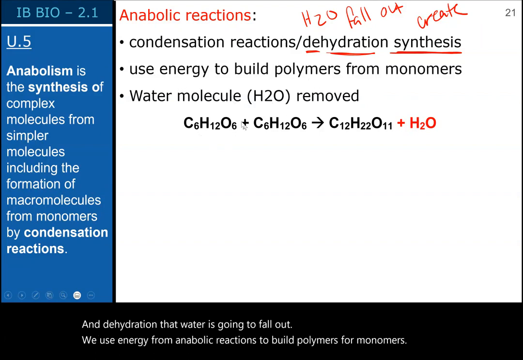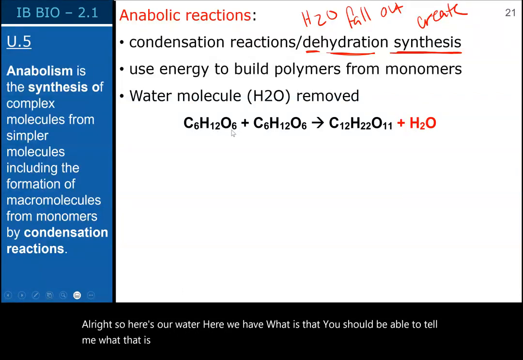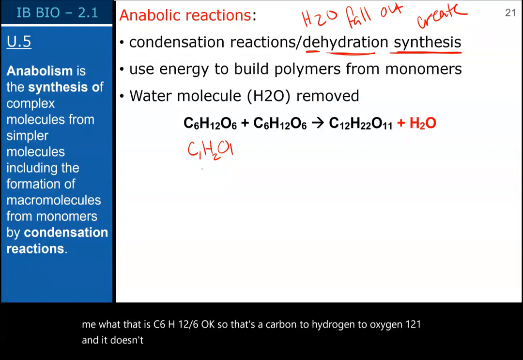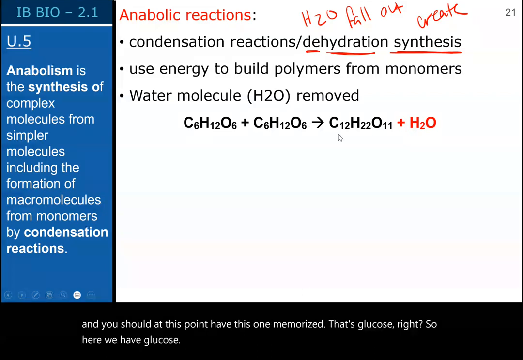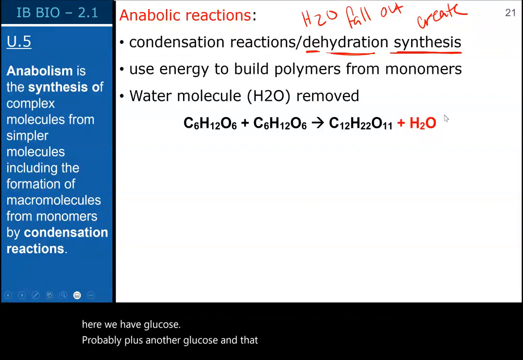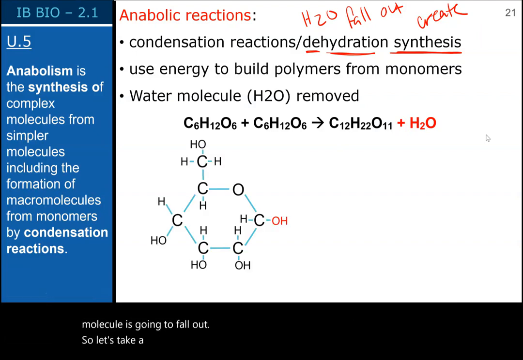So here's our water. Here we have, what is that? You should be able to tell me what that is. C6H12O6. Okay, so that's a carbon to hydrogen to oxygen 1, 2, 1. And it doesn't have nitrogen or phosphorus, so I'm guessing that's a carb. And you should, at this point, have this one memorized. That's glucose, right? So here we have glucose, probably plus another glucose, and that gives us a disaccharide, and that water molecule is going to fall out. So let's take a look. Yep, I was right. There's that glucose molecule.